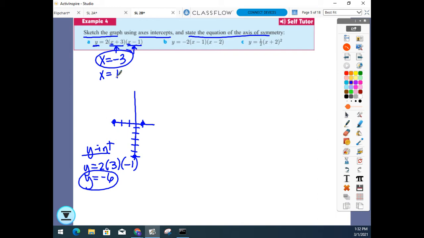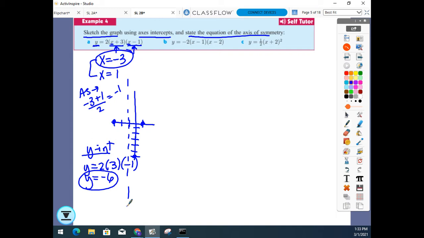Okay, if they want the axis of symmetry, that is the average of the x-intercepts. So for the axis of symmetry, first of all, we average -3 plus 1 divided by 2. That's how we find our average. So that's -1. So does it make sense? That's where my axis of symmetry is.